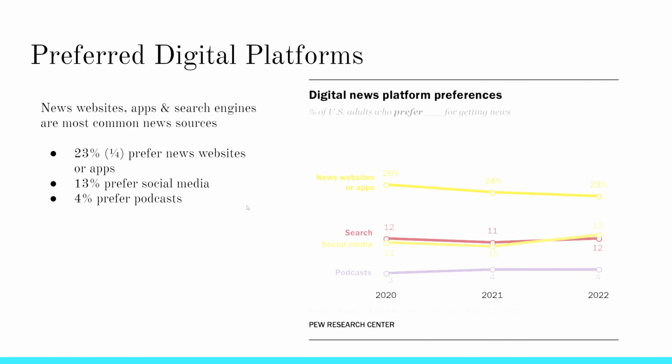Now, about a quarter of Americans said they prefer news websites or apps when they're looking up their news. But in general, news websites, apps, and search engines were the preferred methods of finding news online. About 13% said they were using social media or search engines when they were looking up news stories.